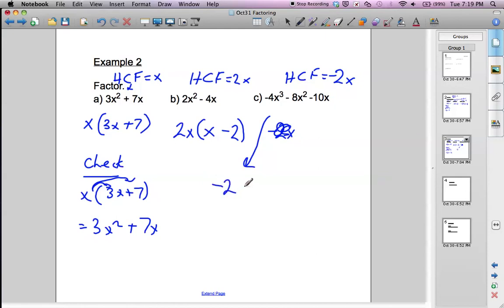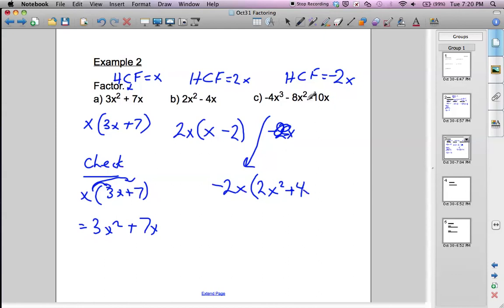Negative 2x outside of the brackets. Now negative 2 times what gives me 4? That's going to be 2. x times what gives me x cubed? x squared. So that multiplied together gives you the first term here. Negative 2 times what gives you negative 8? That's going to be a positive 4. That will give you negative 8.